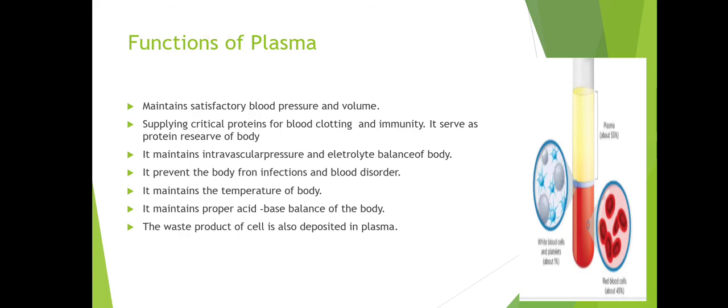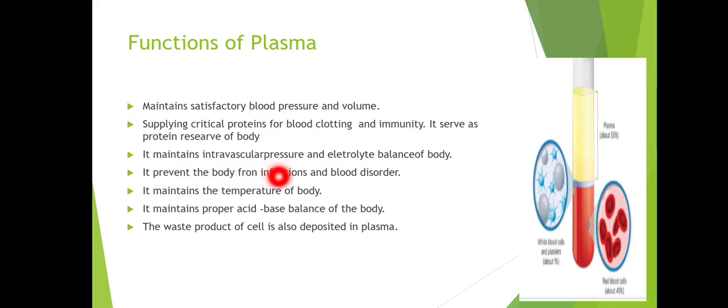Functions of the plasma. Plasma maintains the blood pressure and also the volume of the blood, because it is a fluid, so it will definitely show these two properties. It supplies critical proteins for blood clotting and immunity. It serves as a protein reserve for the body, because many types of proteins are dissolved in and floating through this plasma.